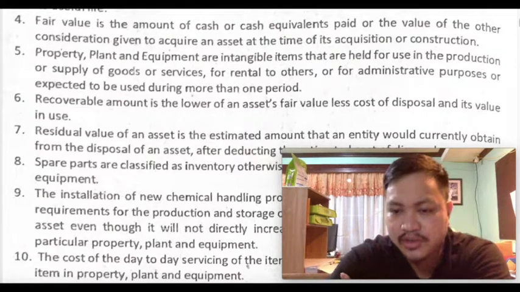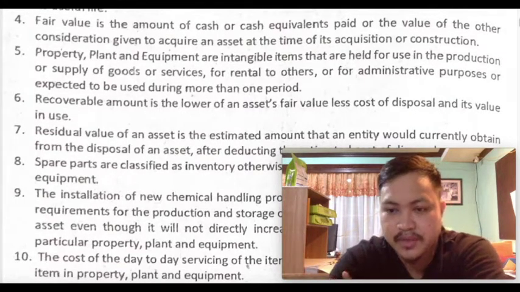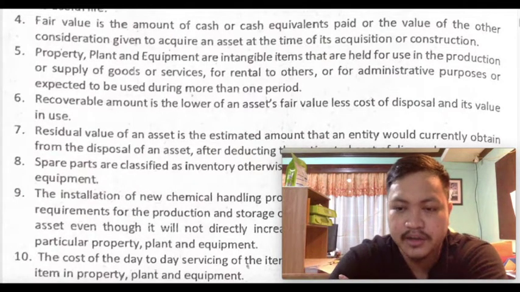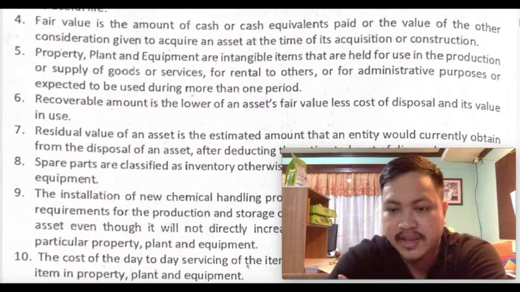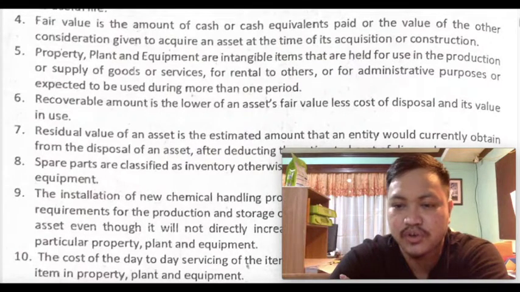So you just go back to the definition of current assets and you check whether the definition of PPE is compatible with the definition of a current asset. Number one, a current asset is cash. Definitely PPE is not cash. Second is that it is held primarily for trading. Still no, because again, we said earlier that the purpose of your PPE must be for use in the production, for rental, or for some administrative purpose.